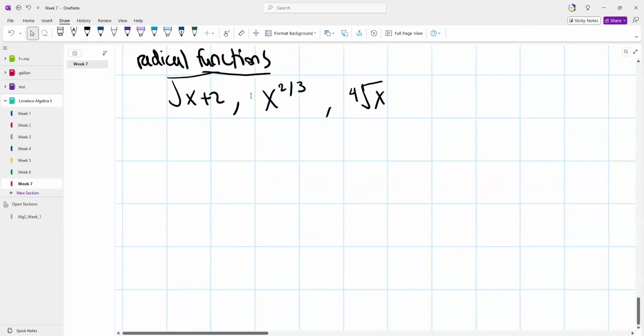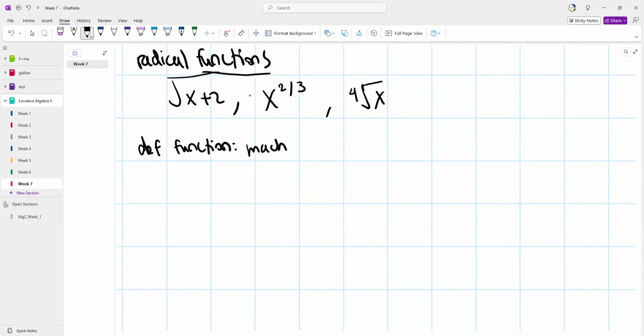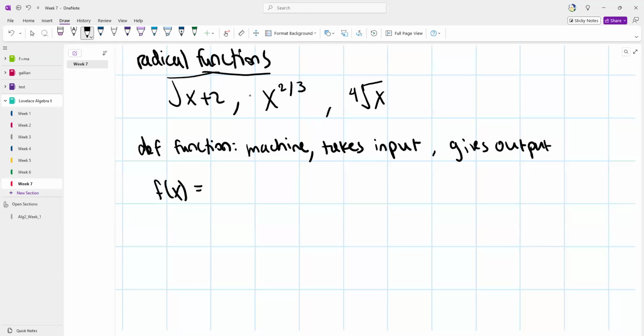So basically, the definition of a function: you can think of it like a machine that takes input and then gives output, right? What are some functions we can think of? Maybe f of x is equal to x squared, and you have some random input like 1, and then you get 1 out. Or if you have x equal to 7, then you get 49, that's the output.